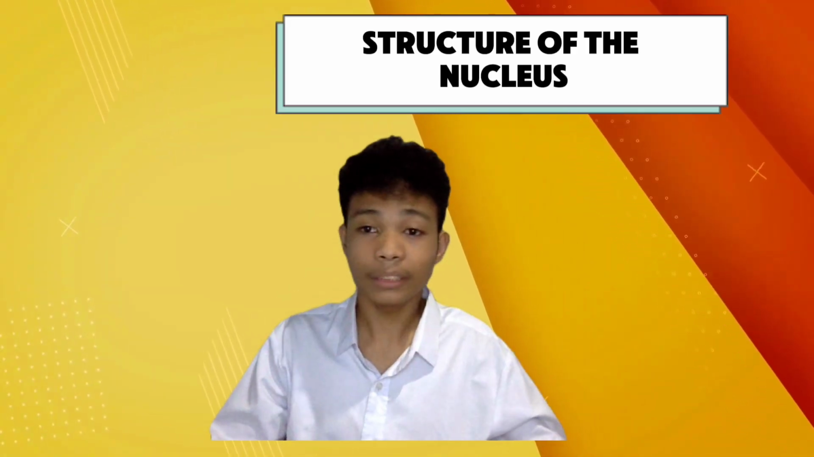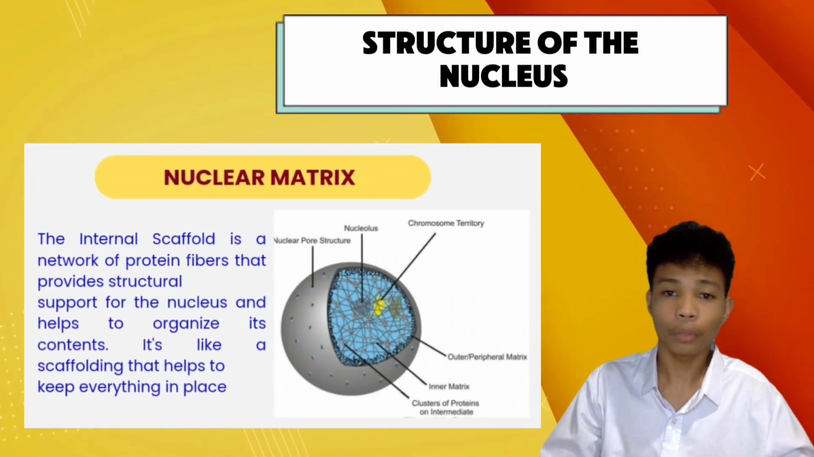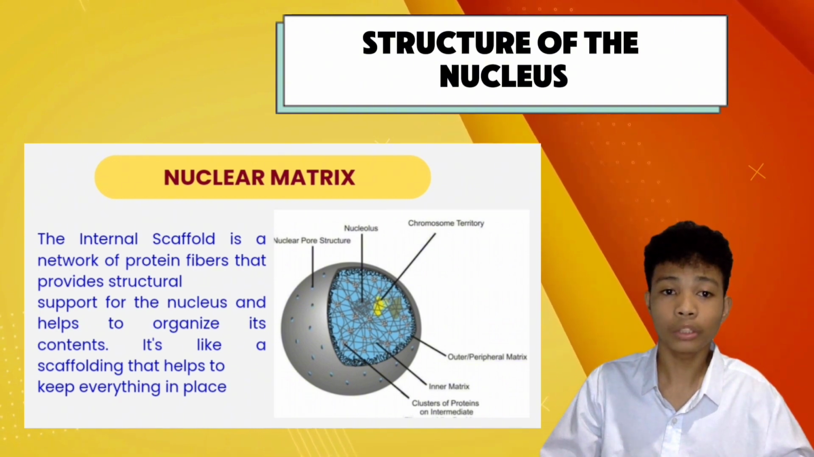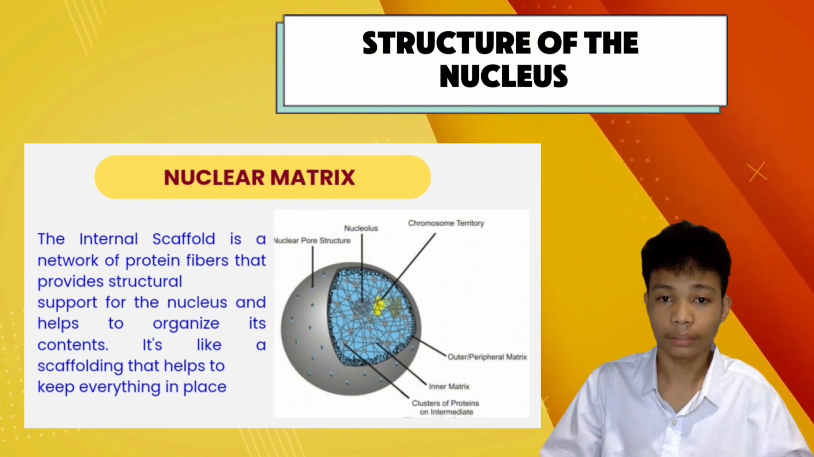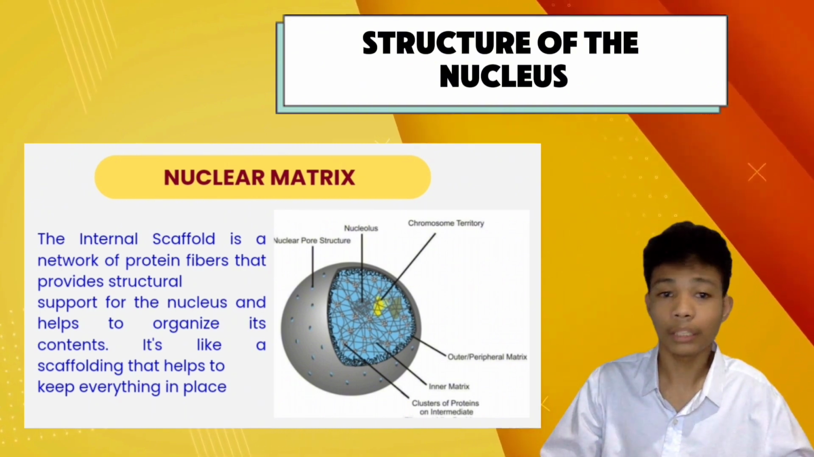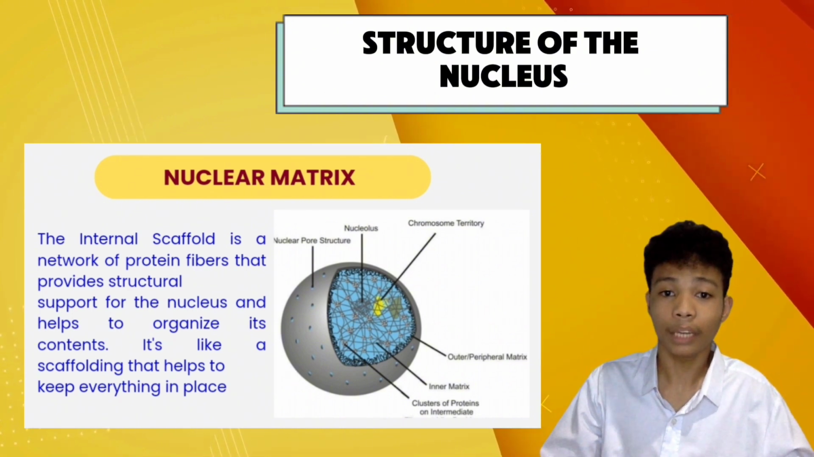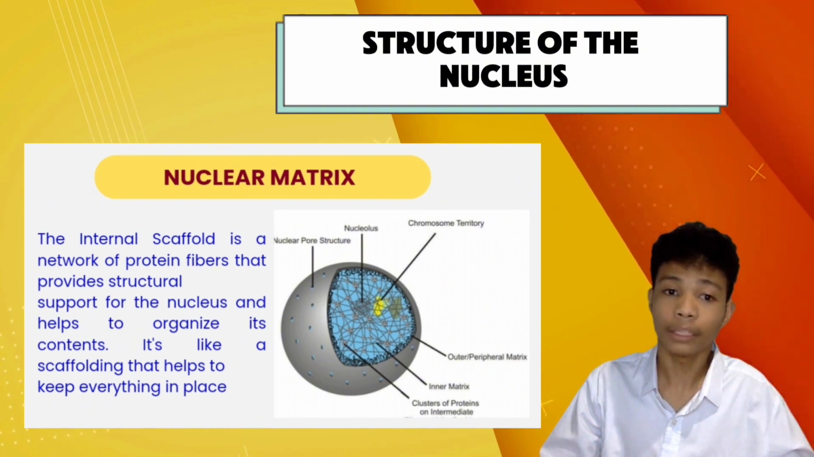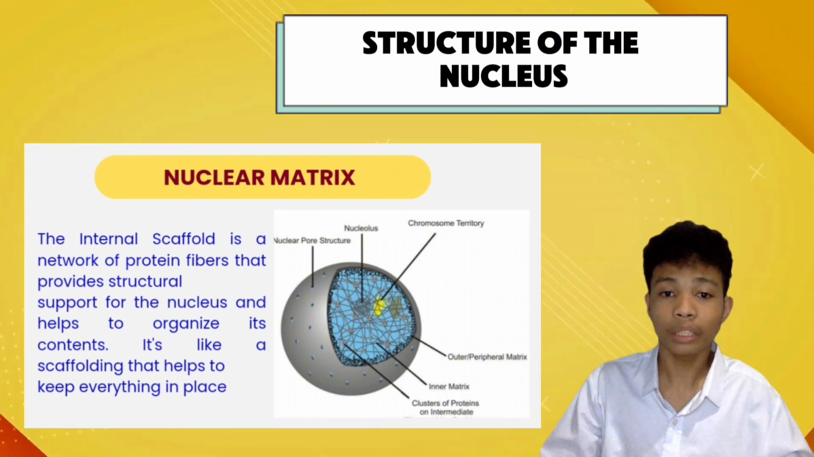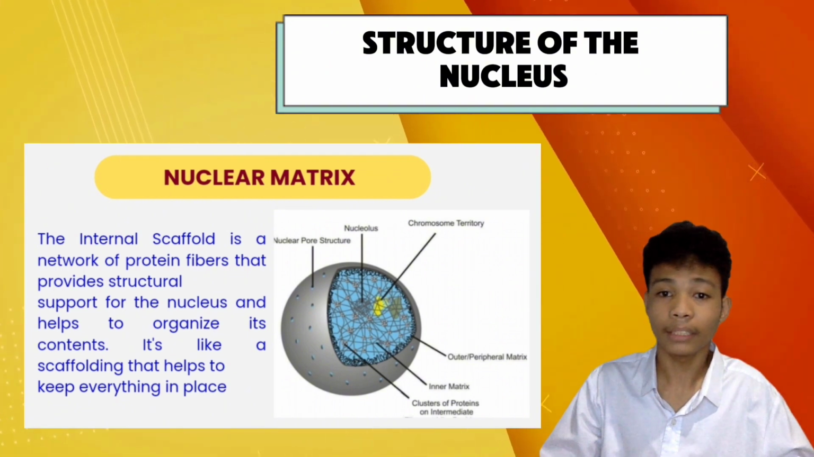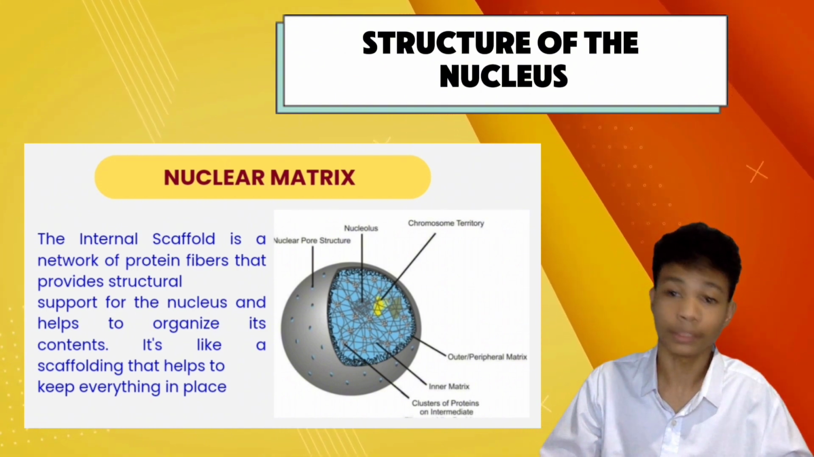The fifth is nuclear matrix. Nuclear matrix is a network of protein fibers that provide structural support for the nucleus and helps to organize its contents. It's like scaffolding that helps to keep everything in place. The nuclear matrix provides anchoring points for chromatin, nuclear pores, and other nuclear structures. The nuclear matrix is involved in DNA replication and transcription, providing a framework for these processes.